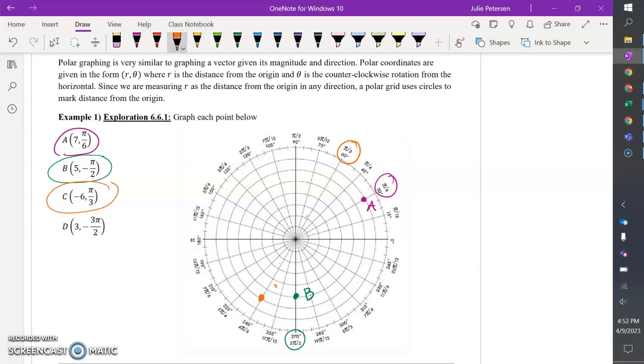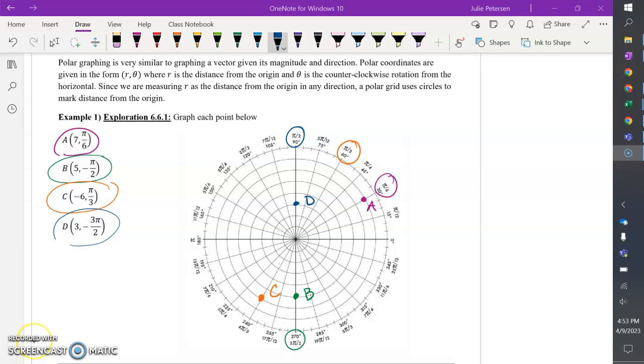That one is C. And then last, we're going to do point D, which is at negative 3 pi over 2. So that means we're working here with what's actually positive pi over 2. So our rotation is negative 3 pi over 2. And then we're going to go out 3 circles. So 1, 2, 3. So 3 units from the origin. And we'll call that point D. So graphing these points is really very straightforward. Just orient yourself first towards what angle we're looking at, and then figure out what our r value is.